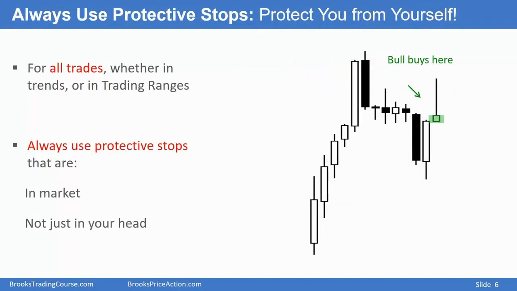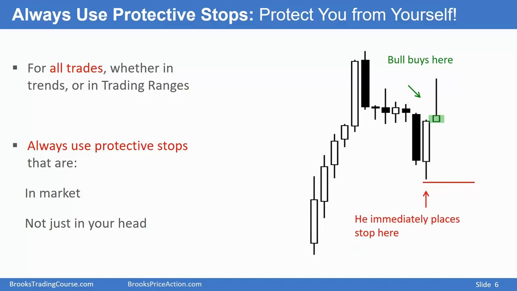For any trade, whether you're in a trend or in a trading range, you should always have protective stops. And they can't be simply in your head. They have to be in the market. Let's say you buy above this bar. You might immediately place a stop here. It's a 50% pullback, a very strong reversal up, high to buy. Most bulls will not let it fall below this bar. And if it does, they'll question whether it's still in a bull trend. So the bull immediately places the stop there.